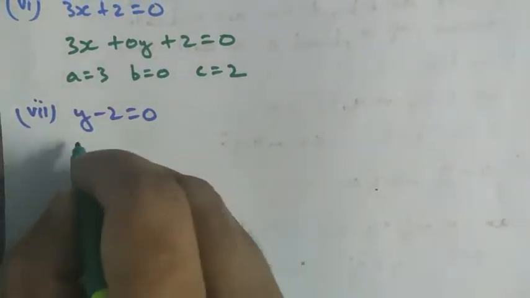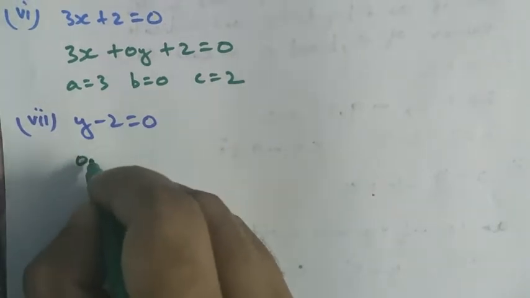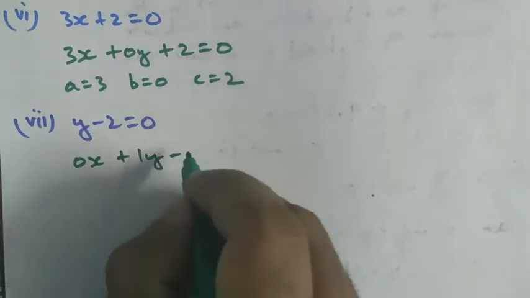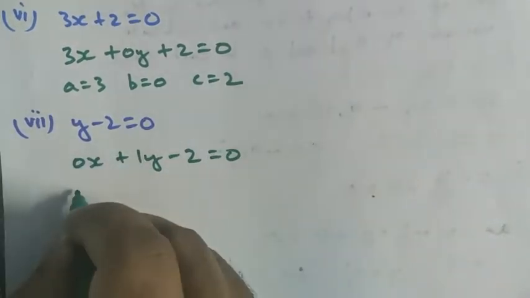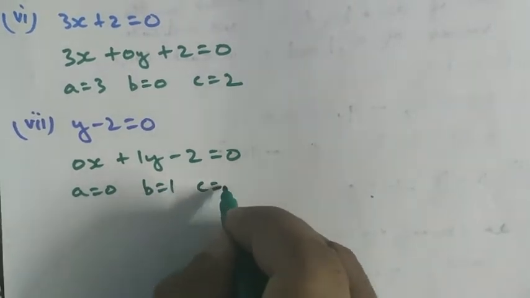y minus 2 equals 0. Here now the x term is 0, so we can write it as 0 times x plus 1 times y minus 2 equals 0. Value of a will be 0, b will be 1 and c will be minus 2.